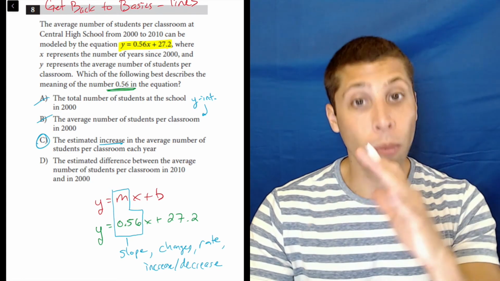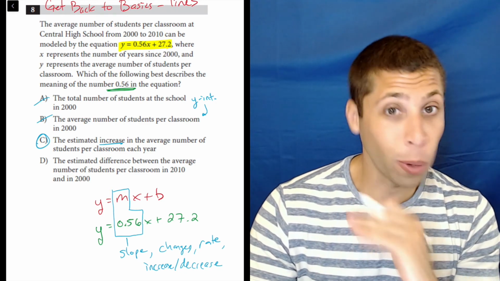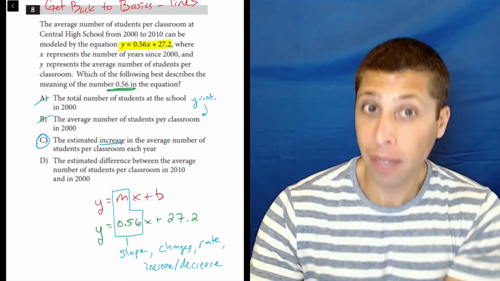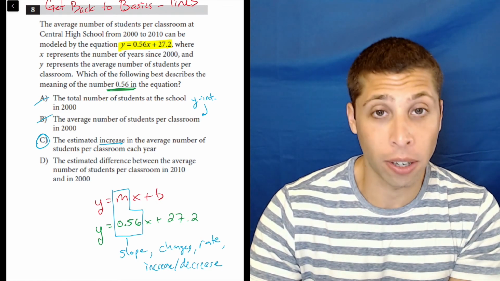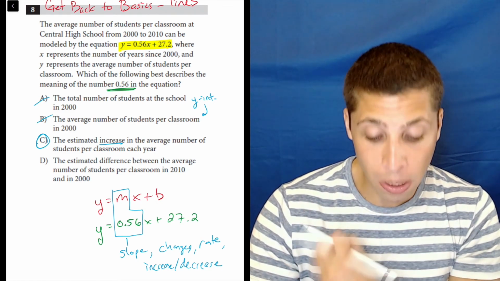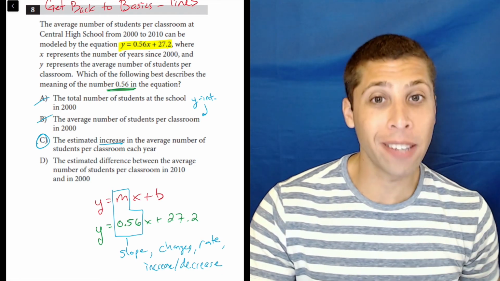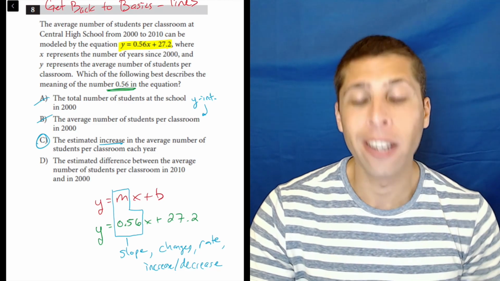So try to recognize as quickly as possible when a question is asking you about lines. Sometimes they'll use the word linear or whatever, but if they don't, you should be able to look at an equation and be like, that's y = mx + b. That way you get back to basics and you're back on familiar ground to better answer the question.